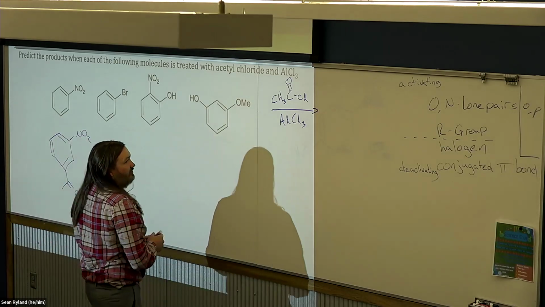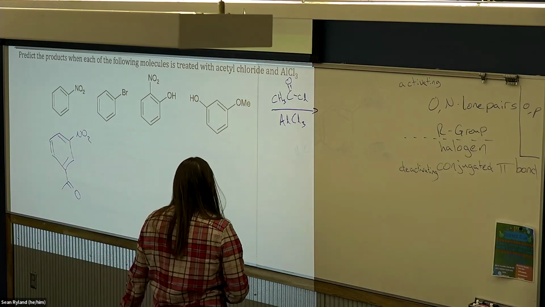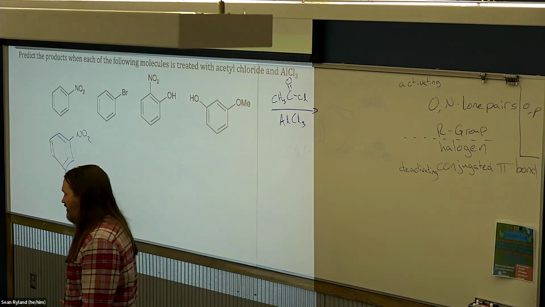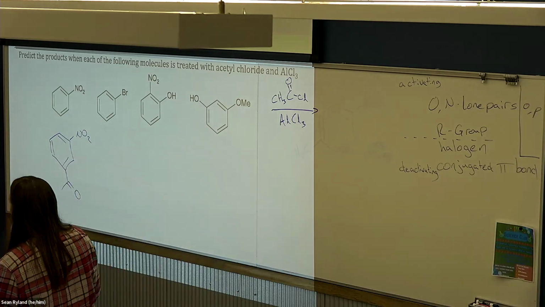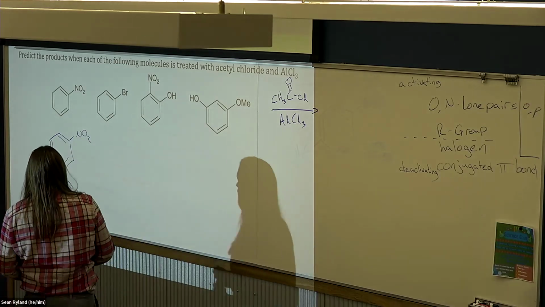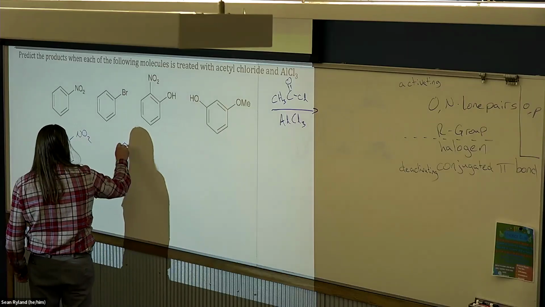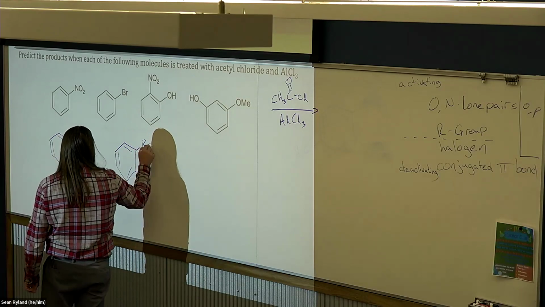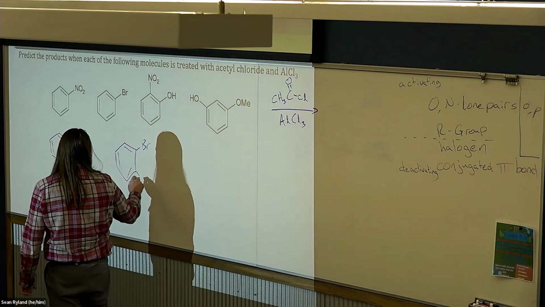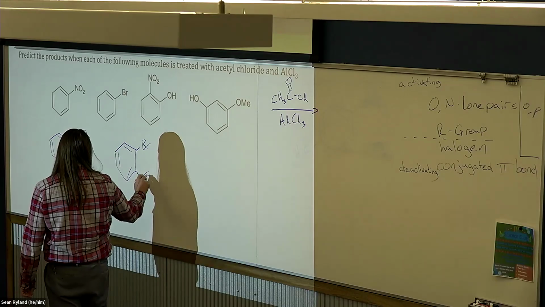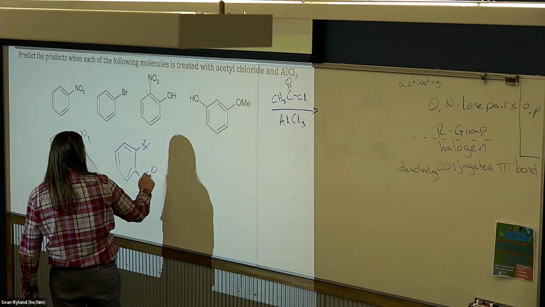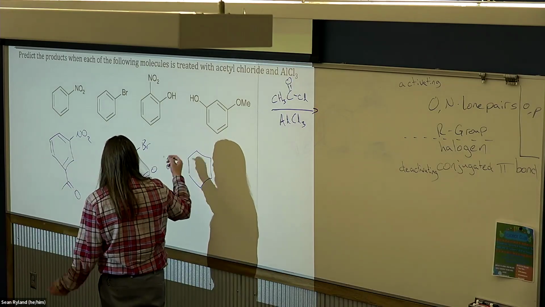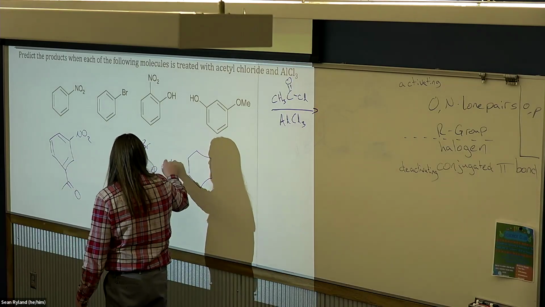Bromine's a halogen. Halogens are the ones in that gray area where they are weakly deactivating, but they're still OP. So we could have our acetyl group back here, or plus. I'm not sure where I write or because we don't do that in chemistry.